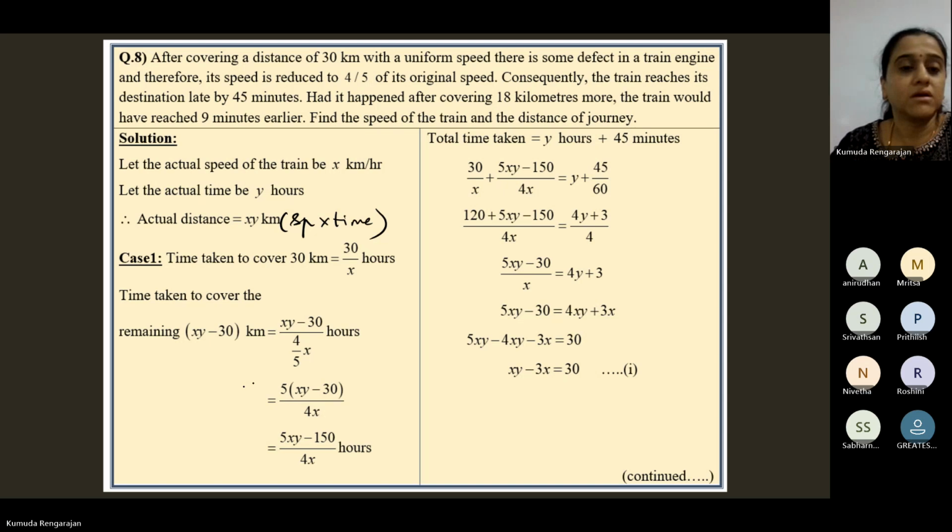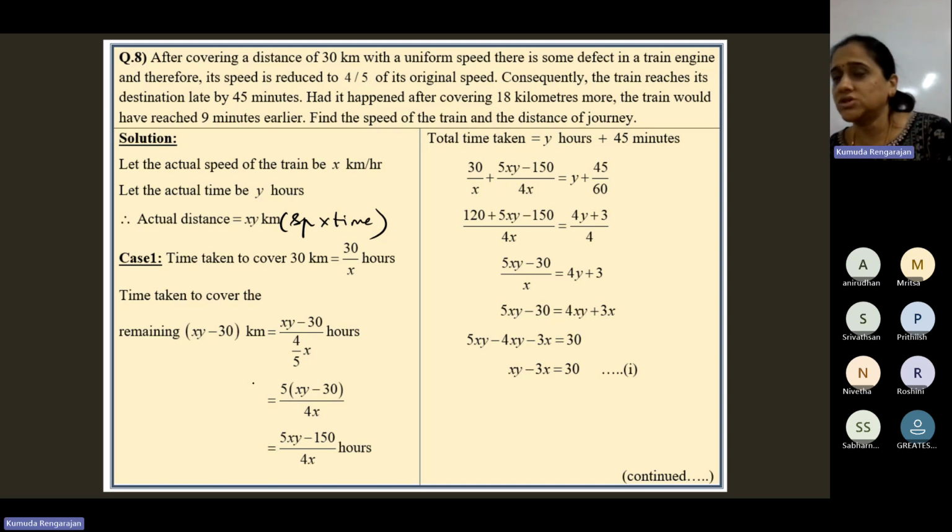Okay. Let the speed be x, time be y. So the distance is speed into time, xy kilometers. Now let's break down the total time taken. The total time taken is the time taken to cover the first 30 kilometers and the time taken to cover the remaining distance. What will be the remaining distance? The total distance is xy. So the remaining distance will be xy minus 30.